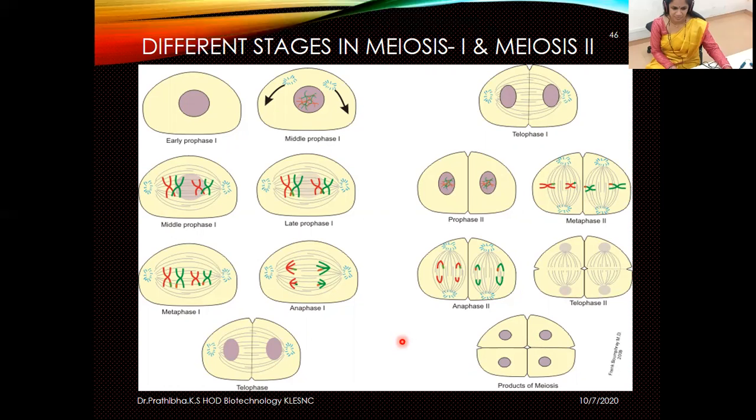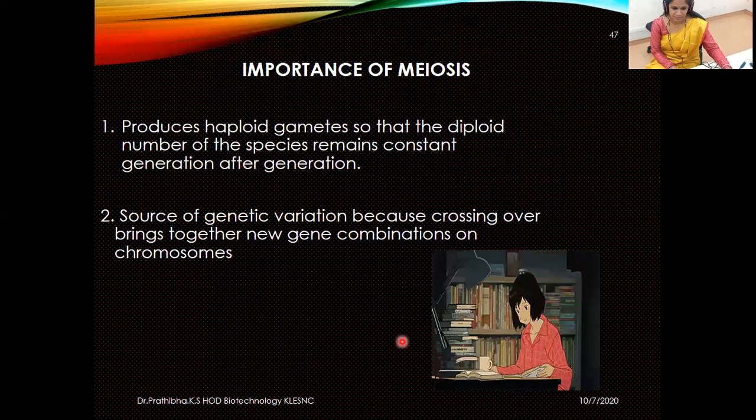Okay. Now let us go to the importance of meiosis. This produces haploid gametes so that the diploid number of the species remains constant generation after generation. It is a source of genetic variation because crossing over brings together new gene combinations on chromosomes. So these are some of the importance of meiosis. Hope you are able to make a note in your observation book.